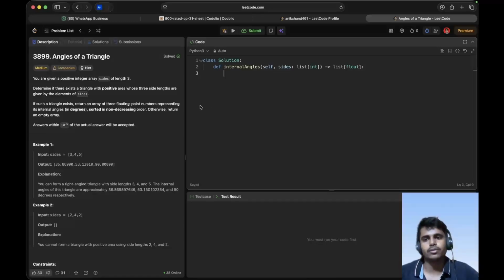Hello guys, today I am solving a LeetCode question. The question number is 3899 and the question name is angles of a triangle.